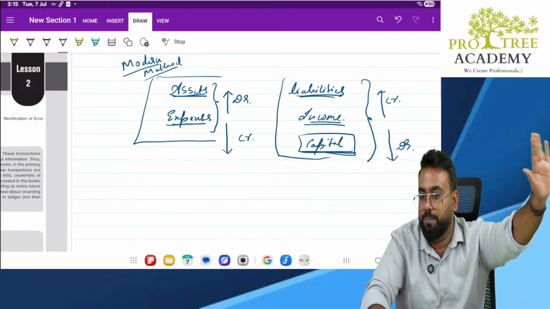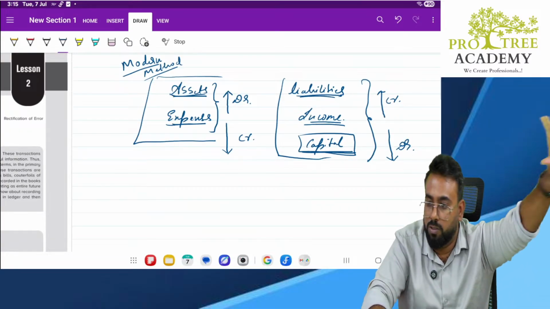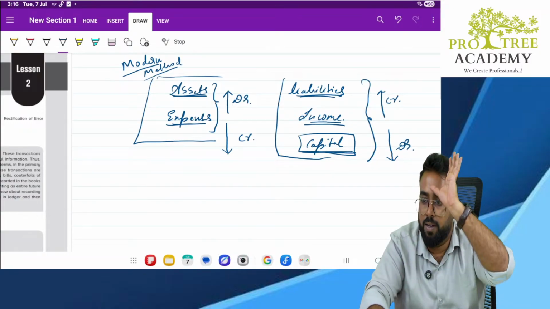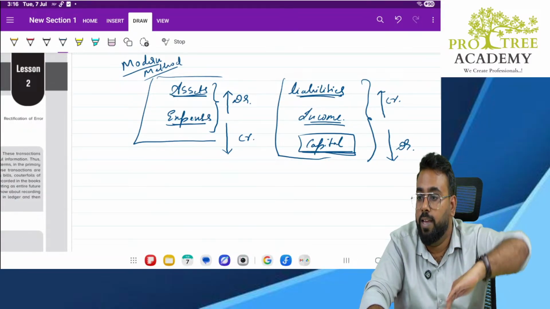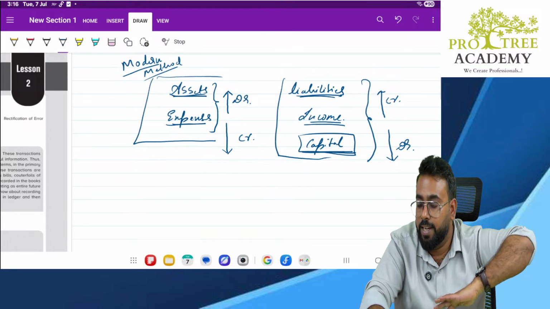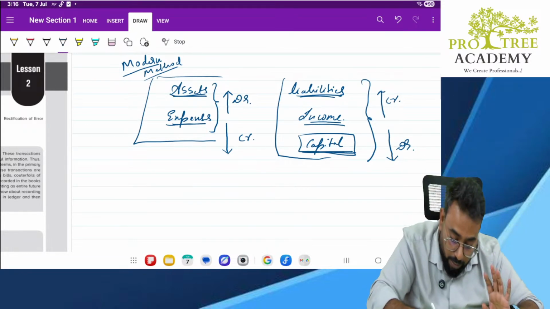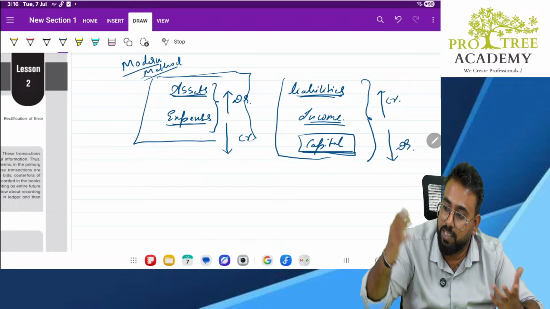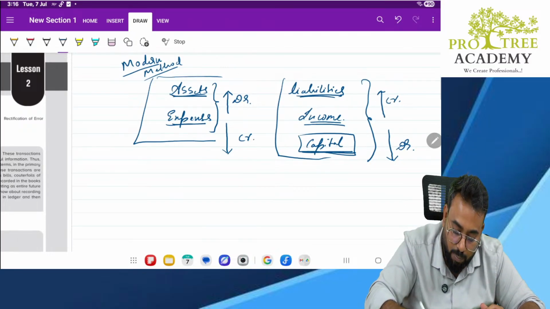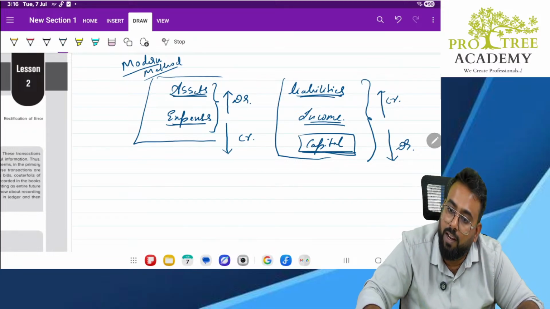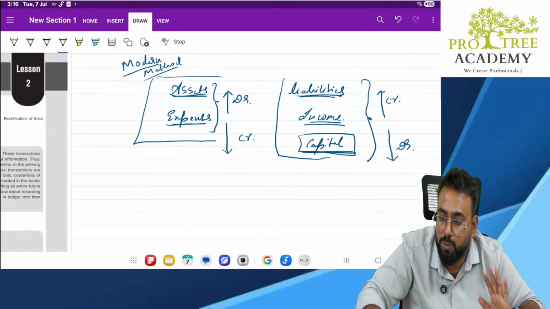First group: assets and expenses, both in the same group. The other group will be income, liabilities and capital. Clear? Asset side group: increase is debit, decrease is credit. Liability side group: increase is credit, decrease is debit. If you remember one, the other one is easy to remember. Correct or no? Why exactly opposite? Yes. If you remember one, the other group is the opposite.